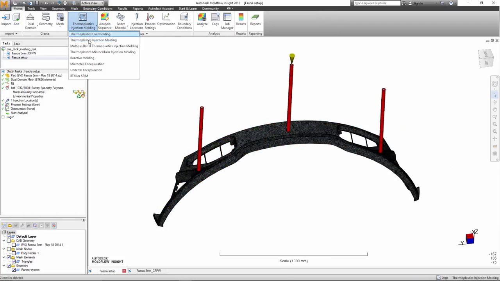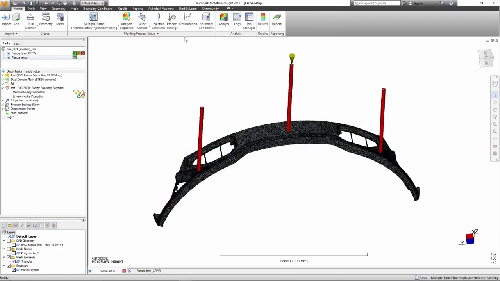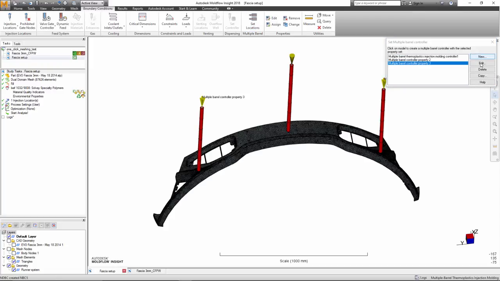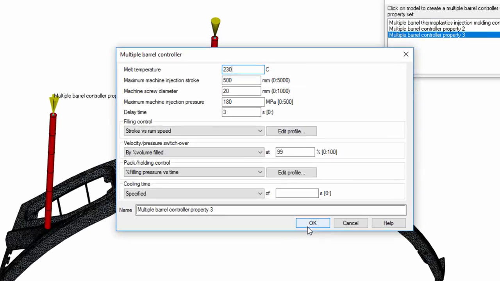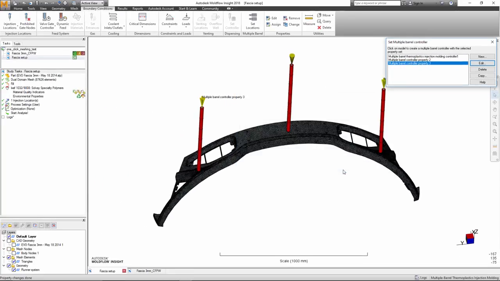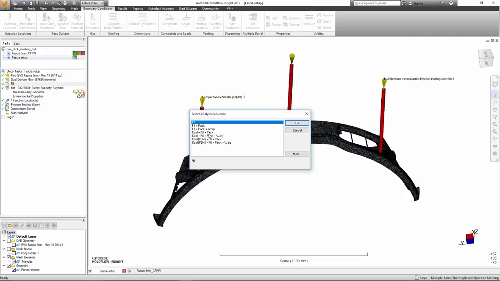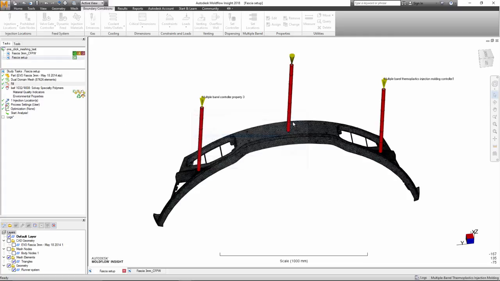The setup of the simulation is similar to a standard analysis, with the addition of multiple barrel boundary conditions. Each of the barrels can be controlled independently and have different properties, such as diameters, temperatures, injection profiles, pack and cool settings, and delay times. Up to 15 injection units can be assigned to the molding process. The multi-barrel molding process is available for all mesh types and supported in the filling, packing, cooling, and warpage sequences.